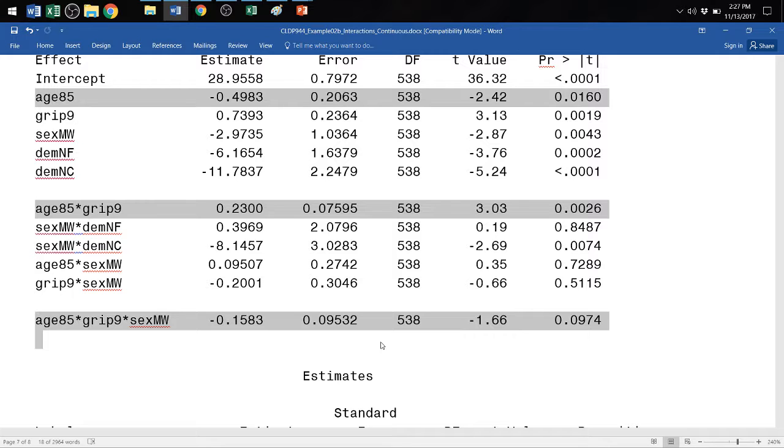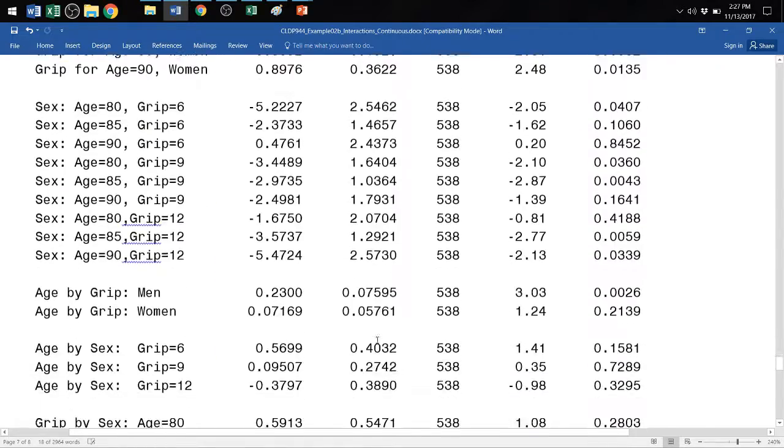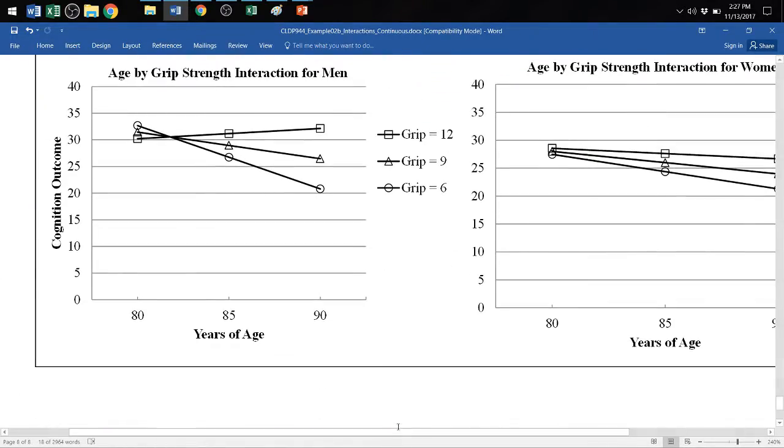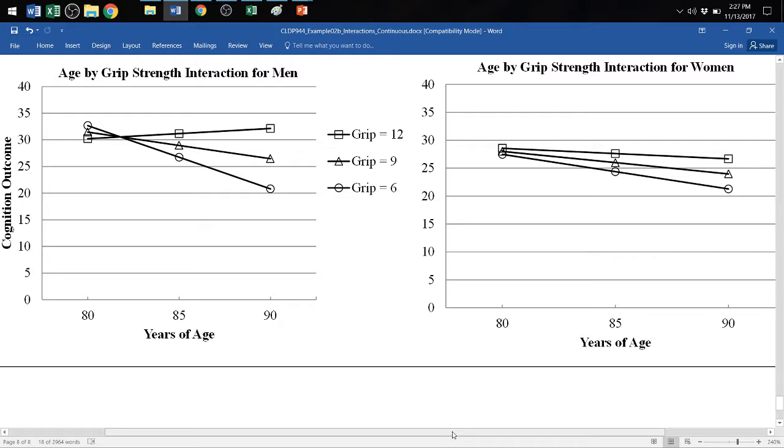And this is the point at which reviewer 3 says, what? Like, oh my God, I can't even. And you're like, fine, here's your picture. See, age is bad for you. Slopey line. Age is less bad for you if you're stronger, less slopey. The extent to which that occurs is diminished in women. Lines more closer together and slopey.